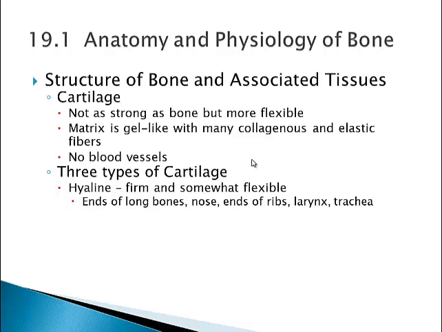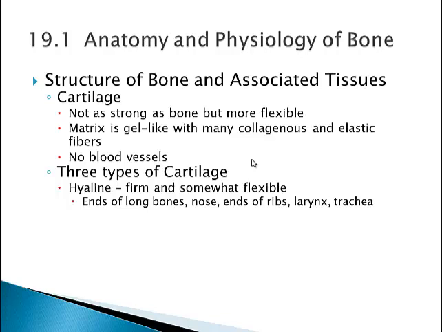Cartilage is not quite as strong as bone, but it is more flexible. The matrix is also not as rigid. It's a gel. This gel contains many collagenous and elastic fibers. Cartilage has no blood vessels, so it is very slow to heal. There are three types of cartilage. The first type is hyaline cartilage, which is the most common type within the body.